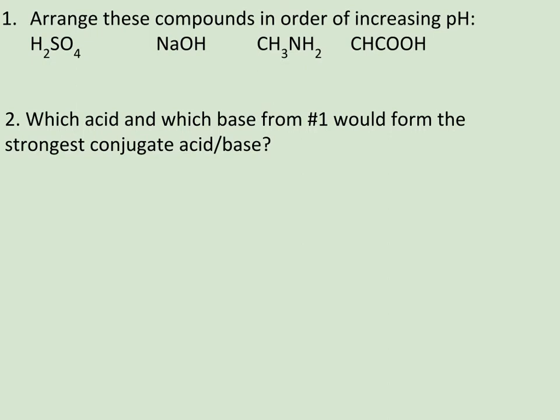Which acid and base from number 1 would form the strongest conjugate acid or base? So a strong conjugate acid or base means it will easily release and go back to the acid or base it formed from. So the strongest acid or base falls apart. So CH3NH2, the weak base, would have the strongest conjugate acid, and CH3COOH would have the strongest conjugate base.